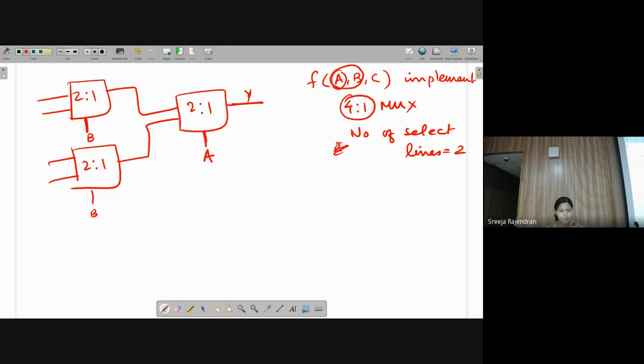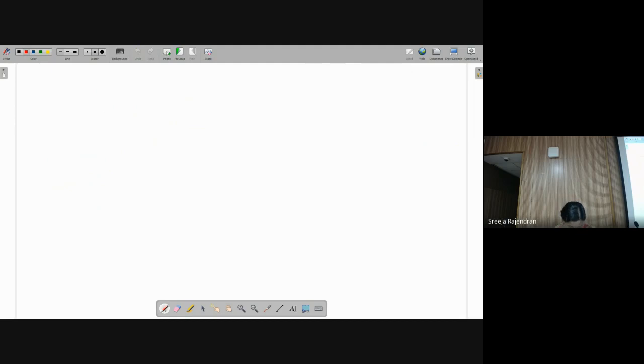Okay, now we will implement a function which I'll show, using 2 to 1 muxes.